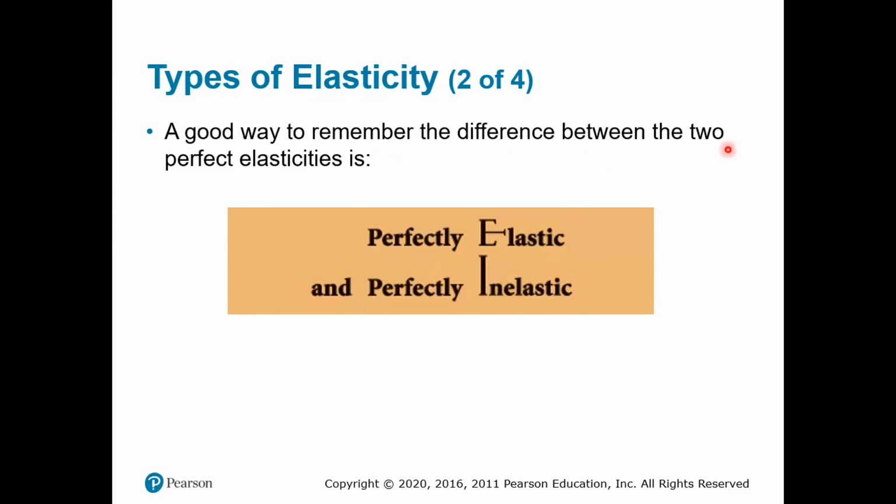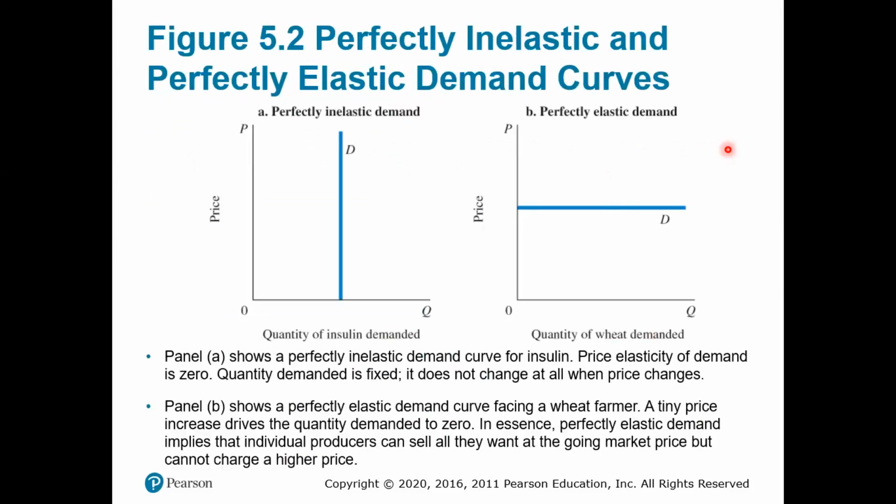Here's a mnemonic device to help you remember it. The E in elastic tends to be a horizontal line. The I in inelastic demand curve is vertical. There you go.